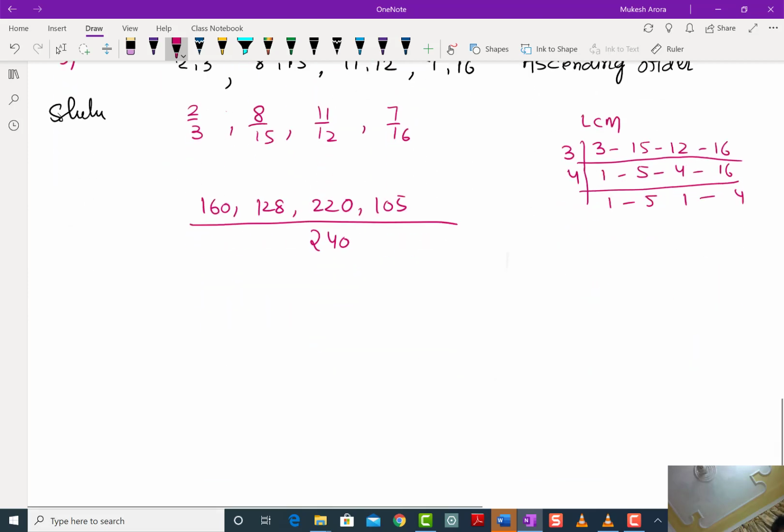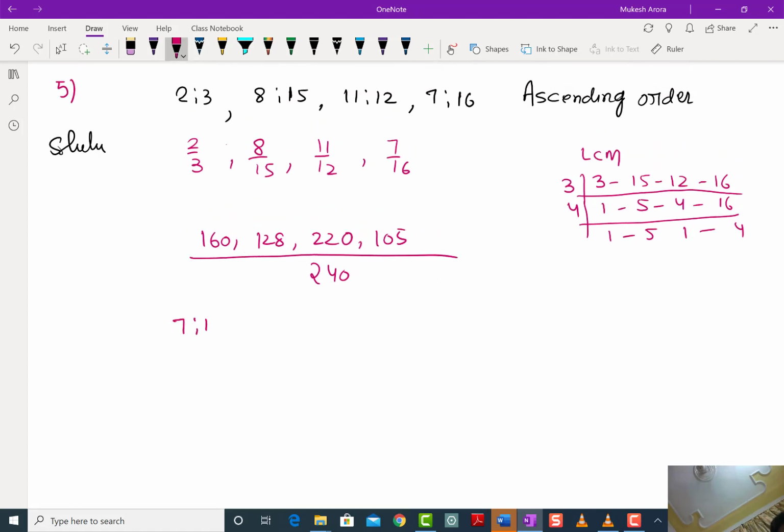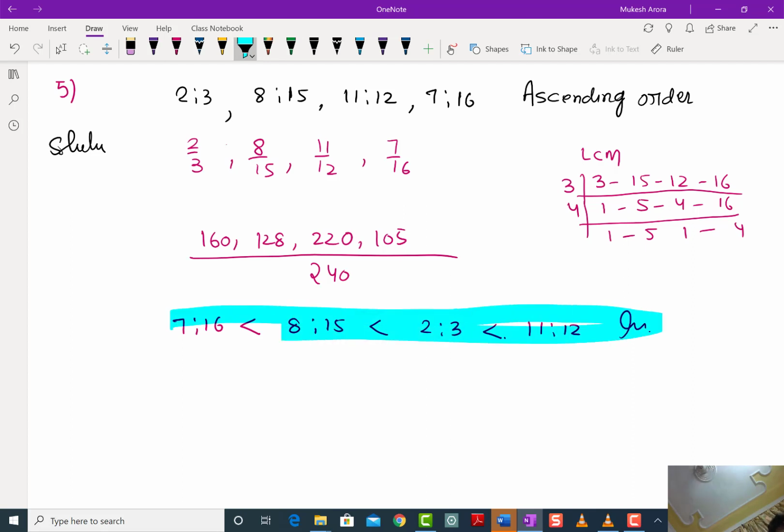Now we have to arrange in ascending order. Ascending is 105. That means the first ratio is 7 ratio 16, which is less than the second ratio 8 ratio 15, which is less than the third ratio 2 ratio 3, which is less than the last one, 11 ratio 12. So that is the final answer.